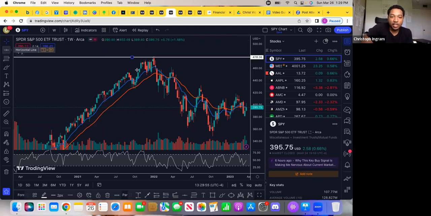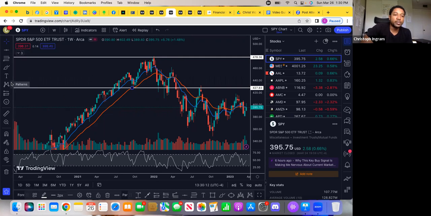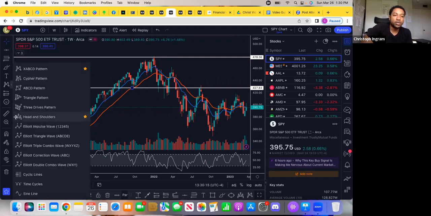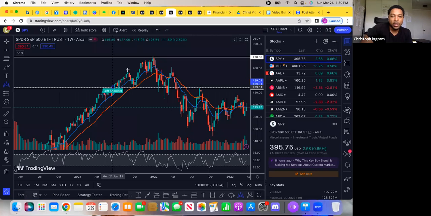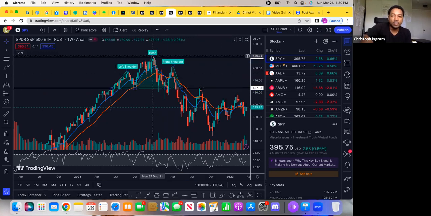Hold on. That's the resistance. This is a support neckline. We don't have to write the full neckline, but this is the neckline. So now all I have to do is draw the head and shoulders pattern. High, left shoulder, head, right shoulder.